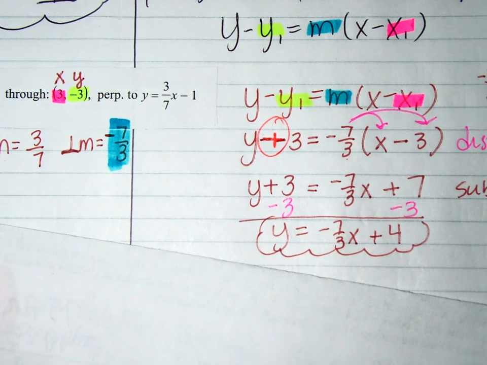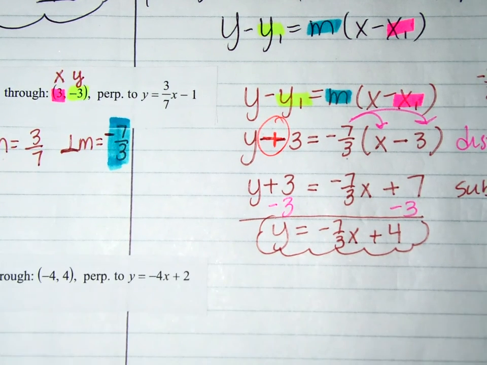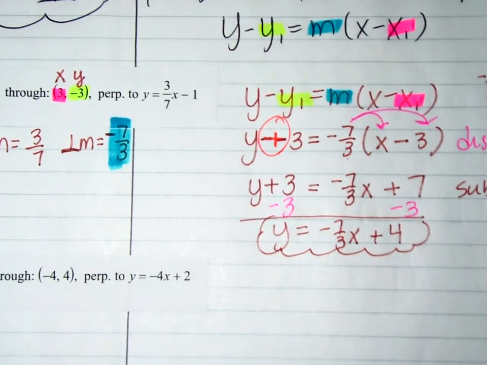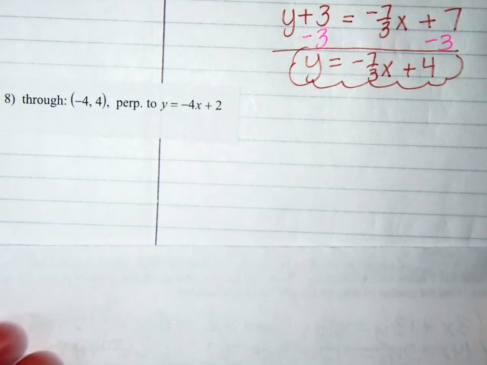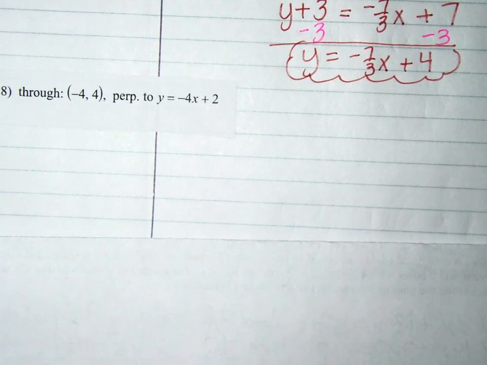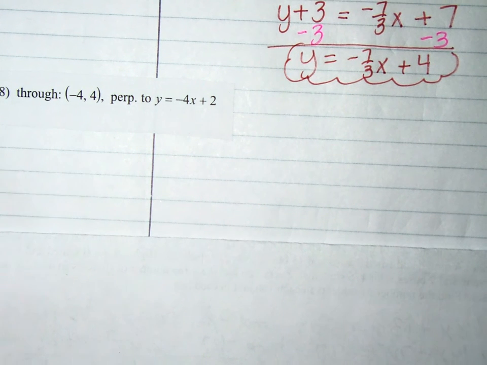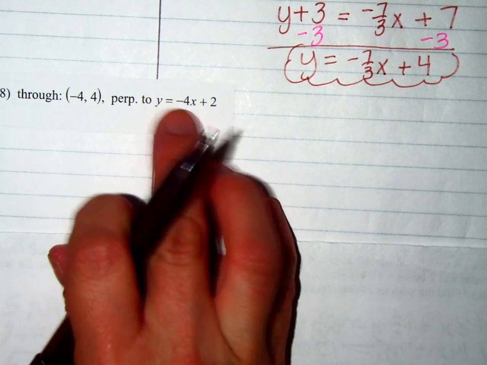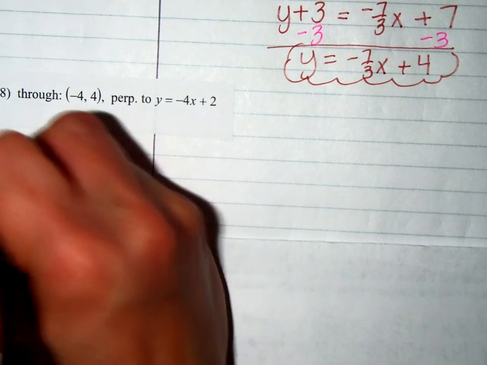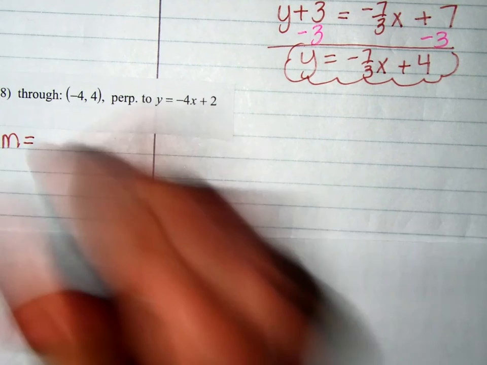All right, let's try the next one. We have to go through the point (-4, 4), and my line has to be perpendicular to y is equal to negative 4x plus 2. So again, the first thing we do is identify the slope of the equation. So y equals mx plus b. That means m is equal to negative 4.